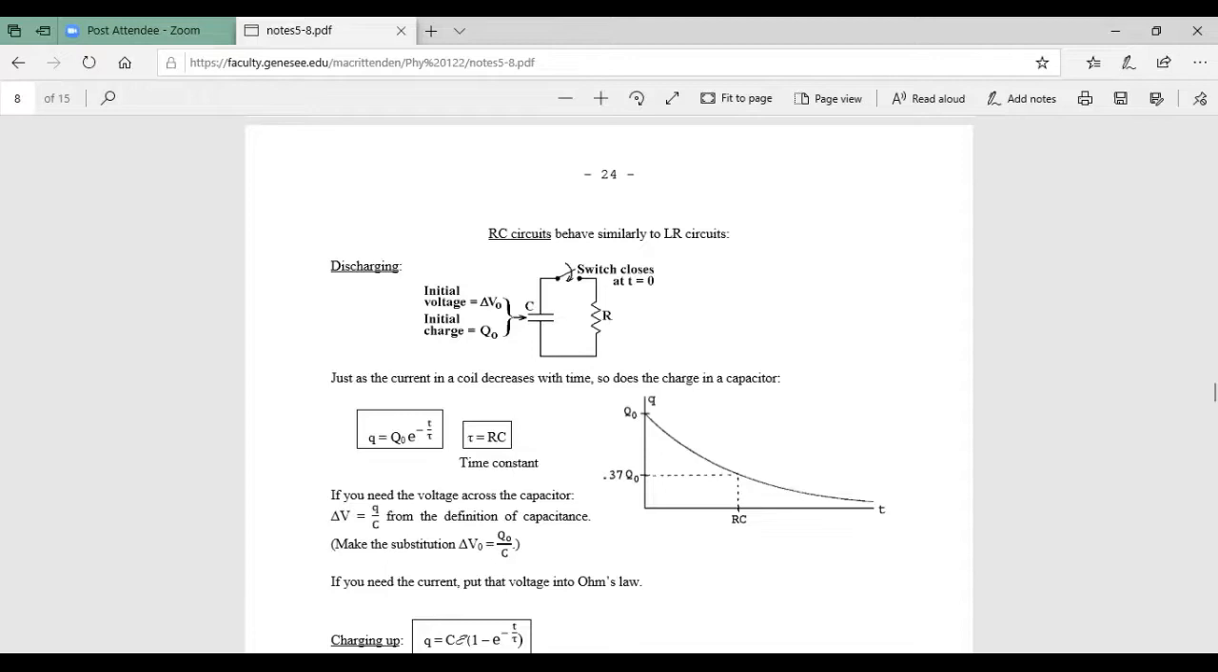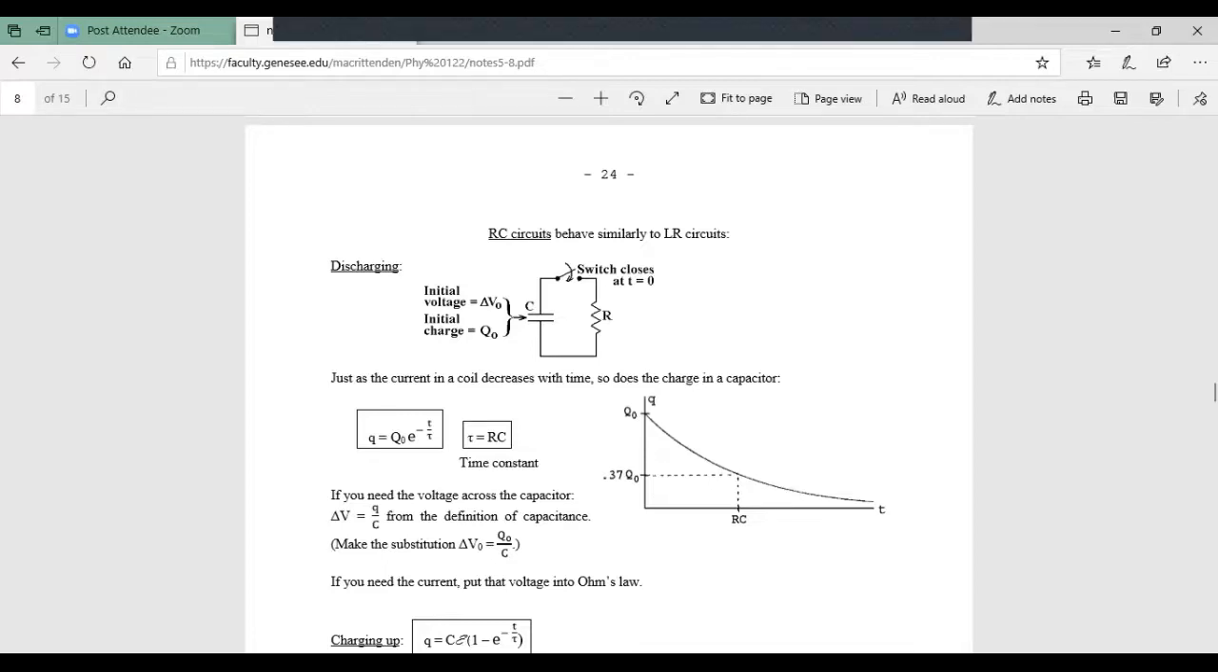Well, once again, nothing happens instantaneously. What happens eventually is that there's plus charges all over one plate of the capacitor, and there's minus charges all over the other plate of the capacitor. And when you close the switch, you provide a path for them to get together.